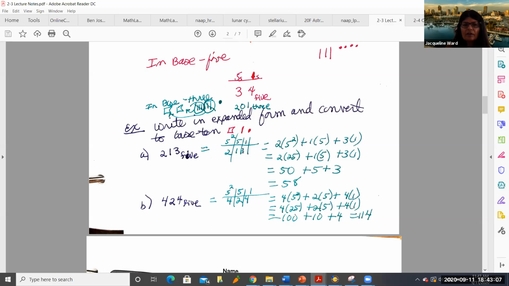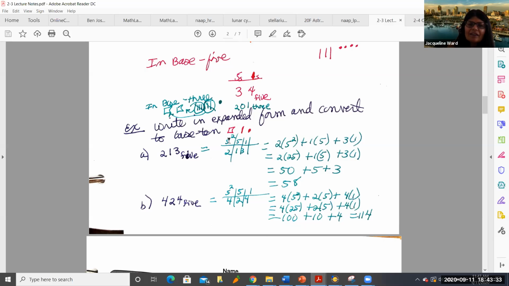And there's 1 long. A long is now worth 5. And there are 3 ones. Ones are always the same. That's that idea of a number. So you have 2 of those 25s plus 1 five plus 3 ones. And so that's 50 plus 5 plus 3, which is 58.